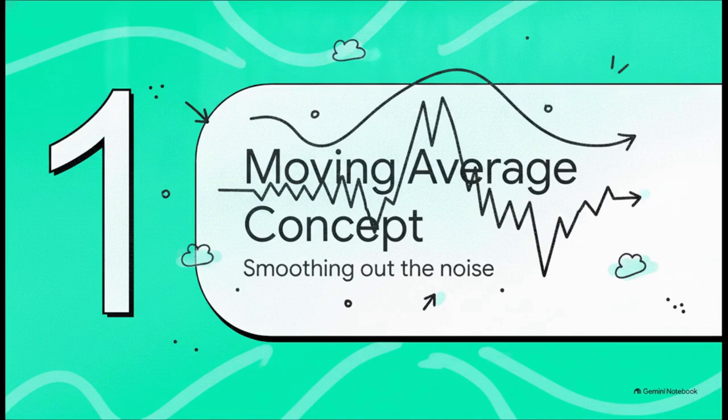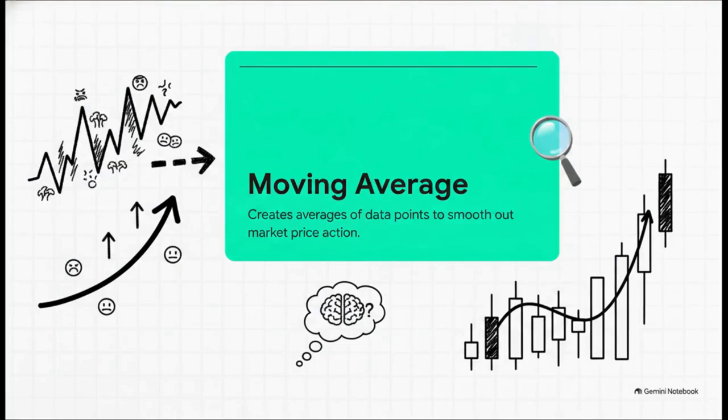Section 1. The moving average concept, smoothing out the noise. So what is a moving average exactly? At its core, it's a calculation used to analyze data points by creating a series of averages from different subsets of a full data set. But really, its main job is just to smooth out price action.